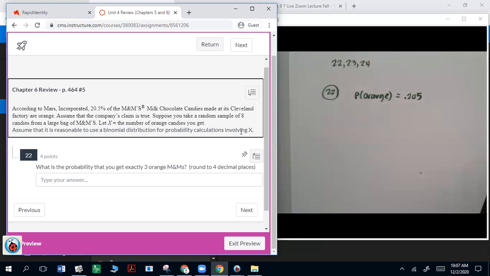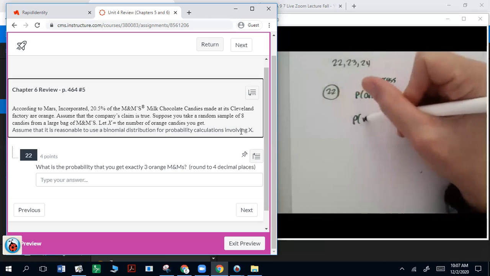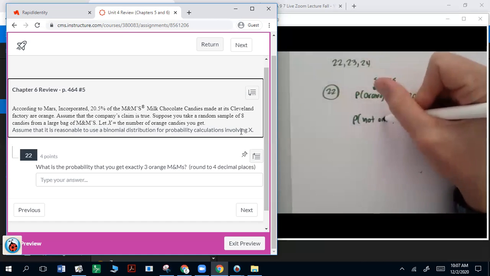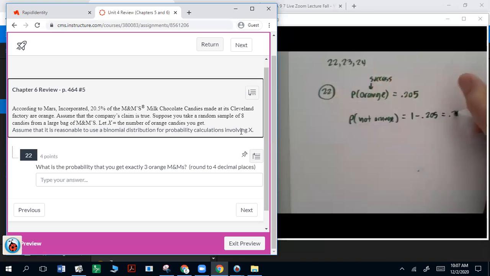So binomials have a binary outcome. You either have what you want, success, or what you don't want, fail. So success would be the orange, which means fail, the probability of not orange, is 1 minus that. Which is going to be 1 minus 0.205, 0.795.